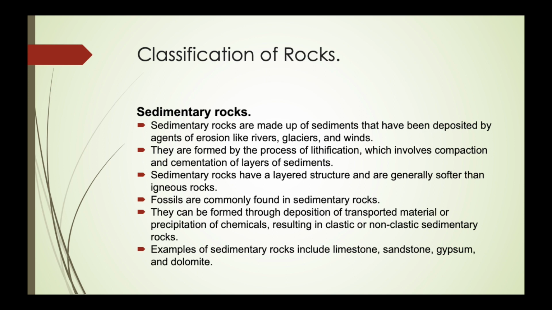Fossils are commonly found in sedimentary rocks. They can be formed through deposition of transported material or precipitation of chemicals, resulting in plastic or non-plastic sedimentary rocks. Examples of sedimentary rocks include limestone, sandstone, gypsum, and dolomite.